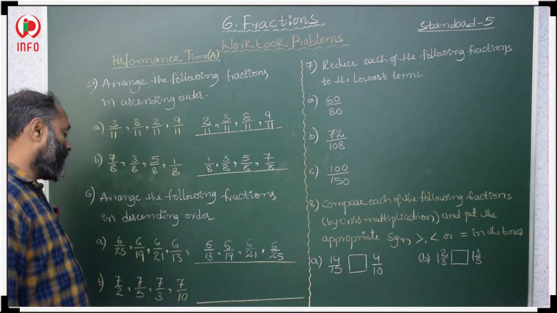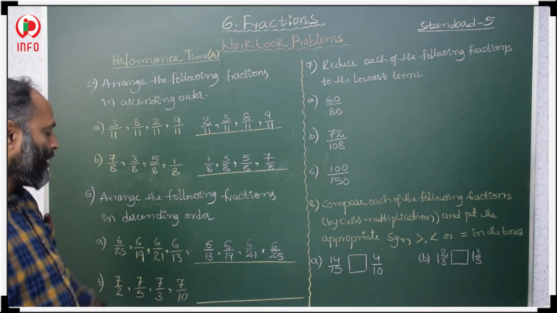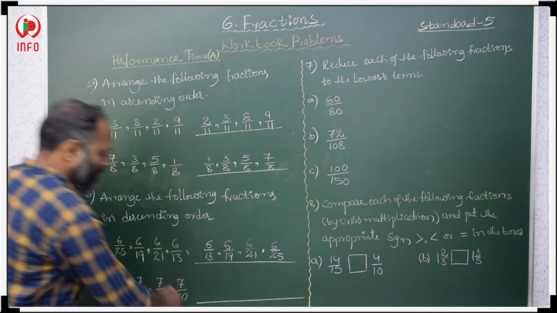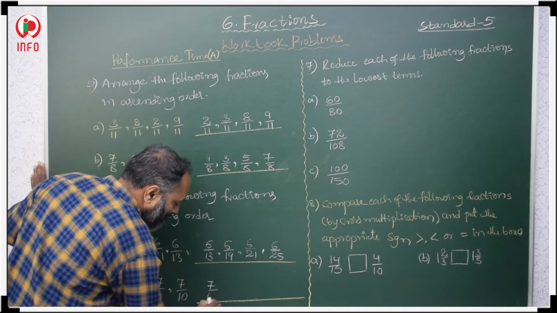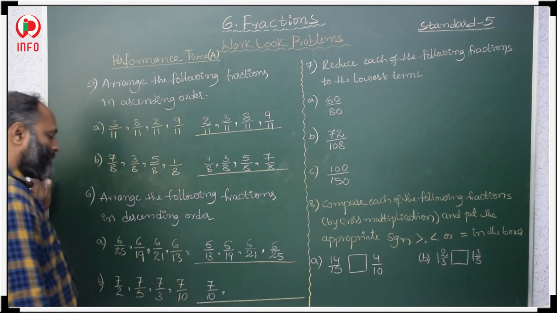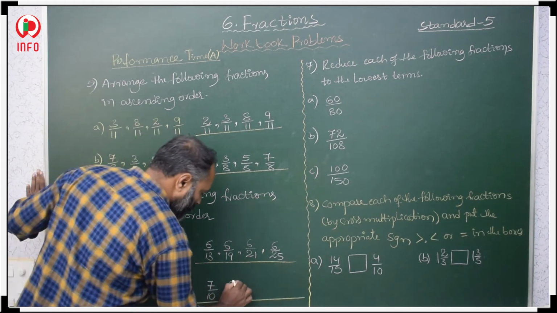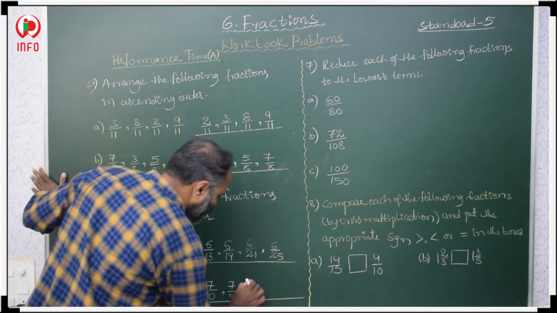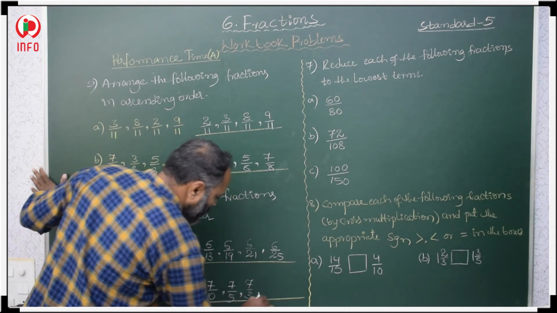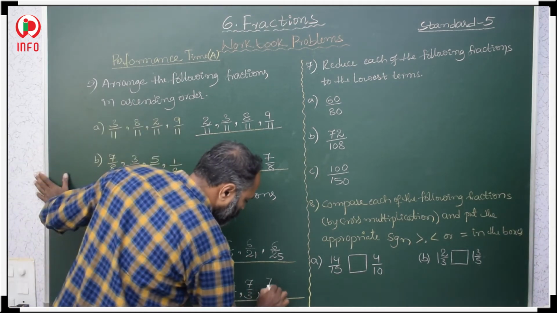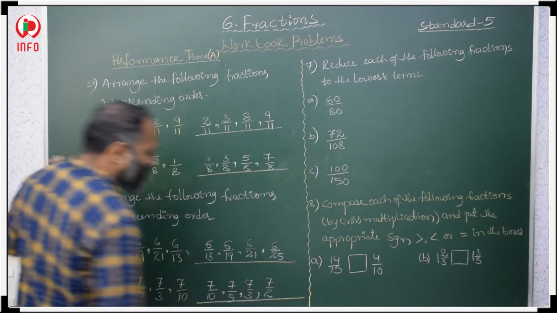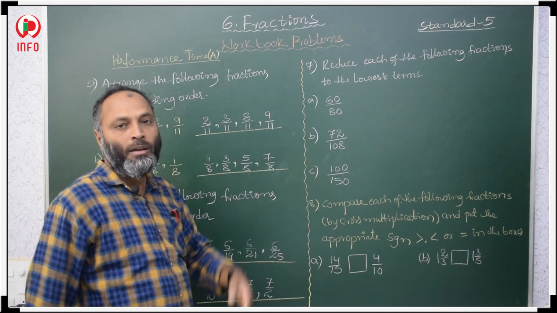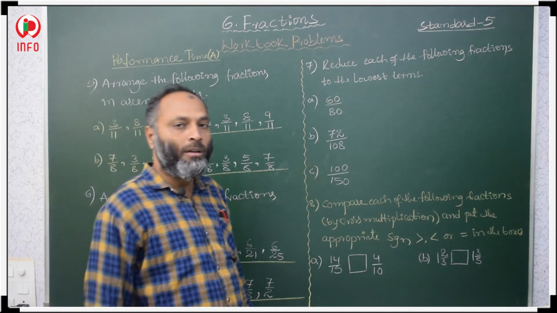Here also the same thing for descending order. So, we have to take the bigger denominator. Which one is having the bigger denominator? 7 by 10, that is the greatest value. After that, smaller than this is 7 by 5. Then smaller than that is 7 by 3 and the smallest one is 7 by 2. So, like this we have to arrange the given fractions in descending order, decreasing order. Okay.